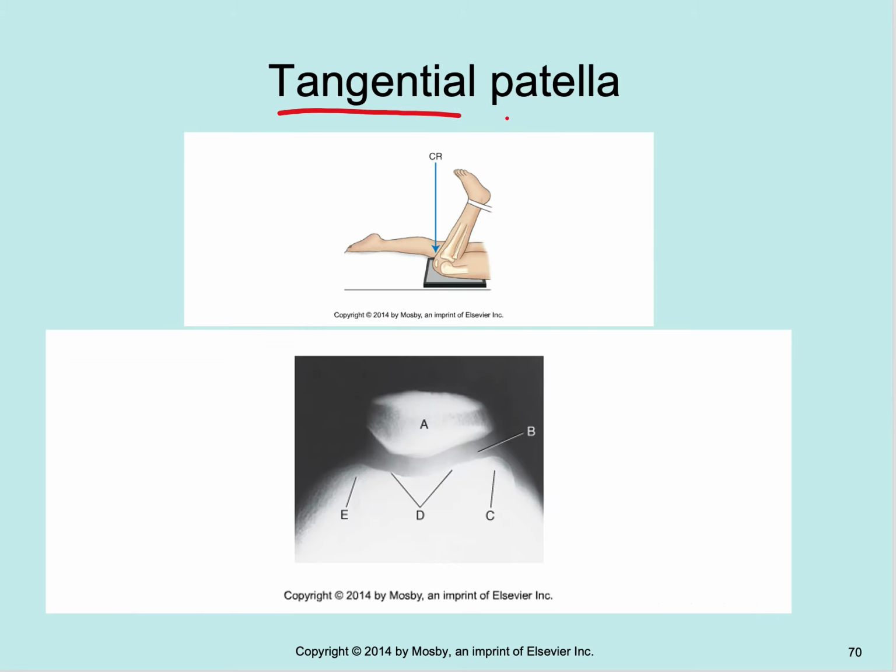So tangential patella. So we use tangential projections to image our patella. You can see the patella right here on that. And the way to image that is we are going to place our central ray and we are going to skim this body part. So it is a tangential patella. This is also called a sunrise.